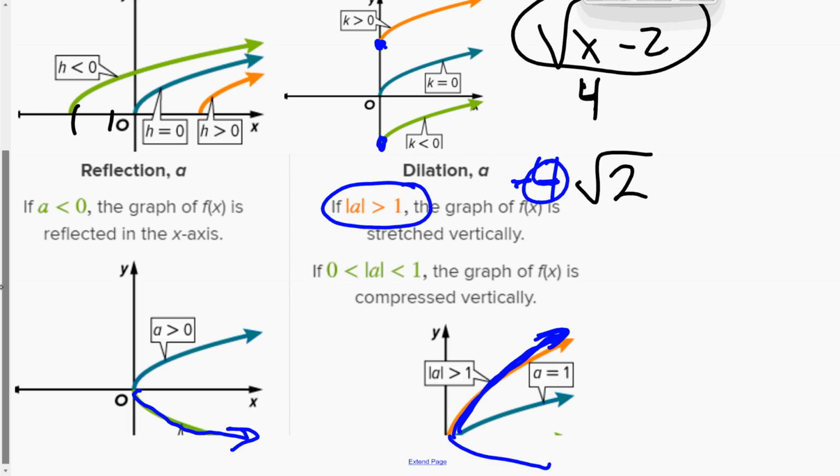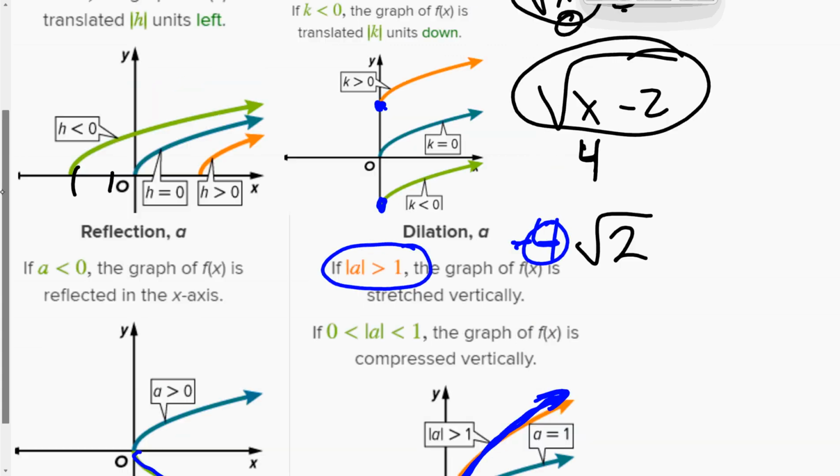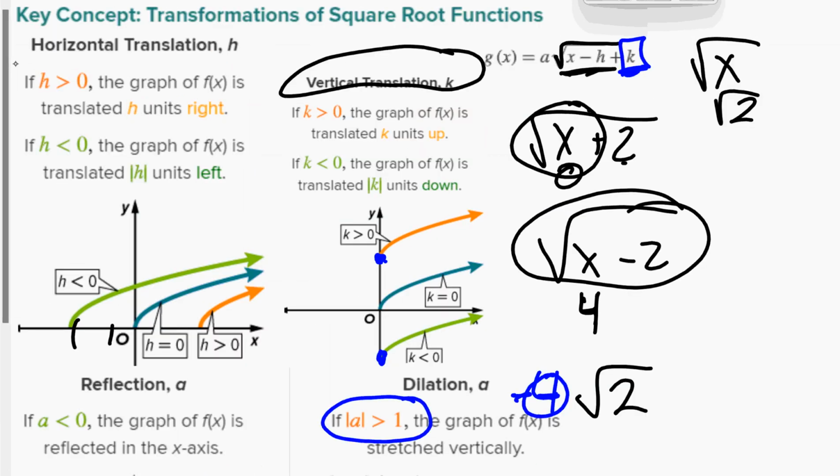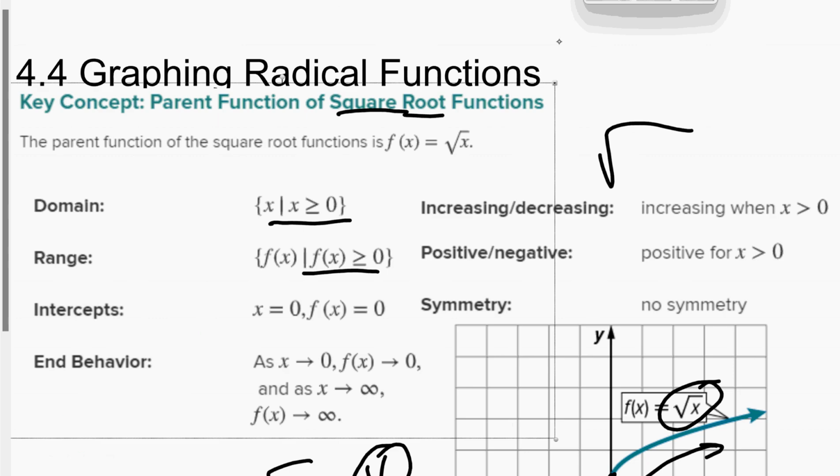So that's the idea of the transformations you can do on square roots. And that's our idea behind graphing square root functions. That's how we start off this idea of radical functions. So we'll get into cube roots and fourth roots later.